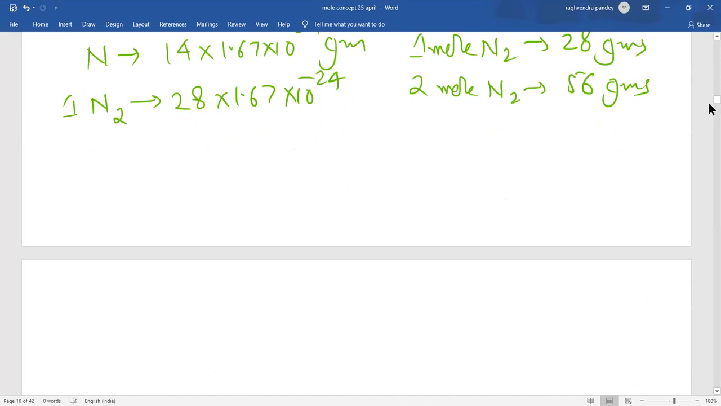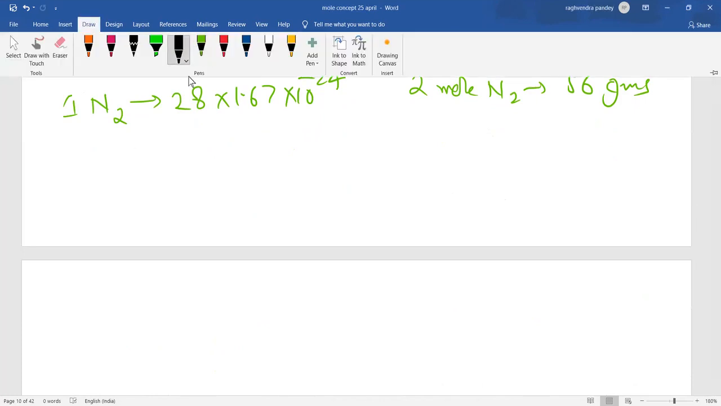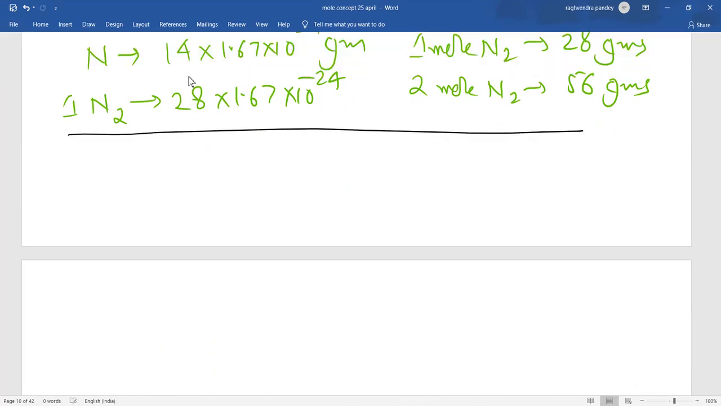So this is the concept we are taking here. I hope you understood it. These are the simple concepts of mole: what is 1 mole, what is AMU, gram, and all these things. Now I'm moving forward. Just to revise, 1 mole is your Avogadro number. 1 mole also gives gram atomic mass.